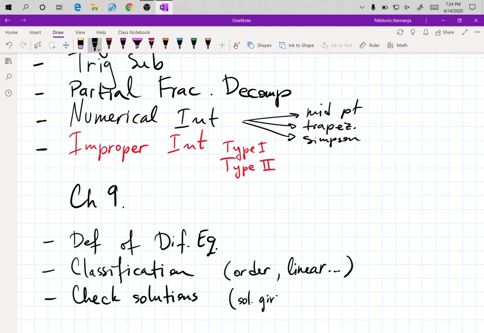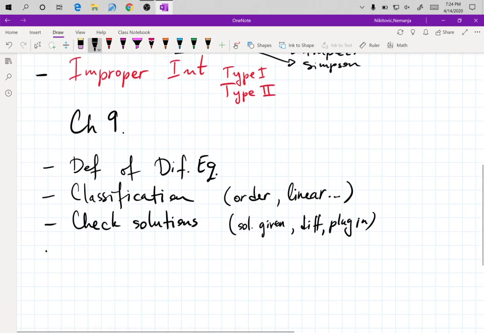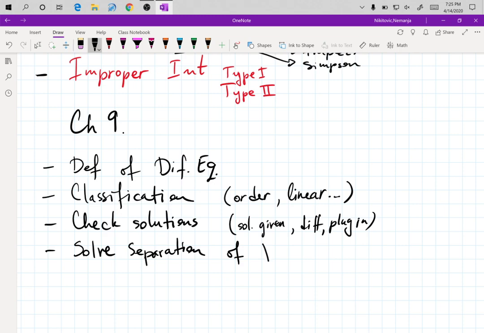Solutions given. Differentiate, plug in, and finally solve. Separation of variables. That's 9.3. Everything prior to that is 9.1.